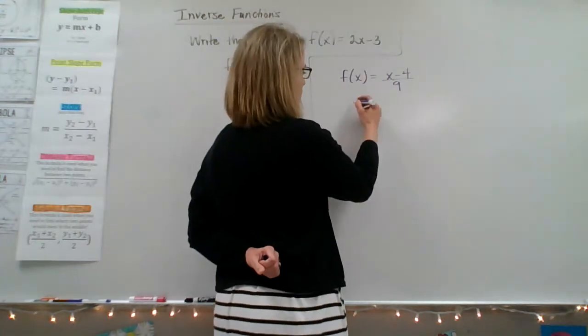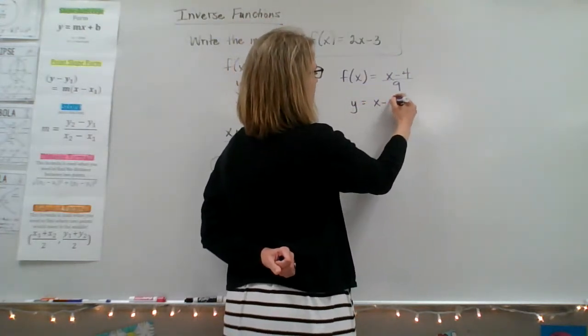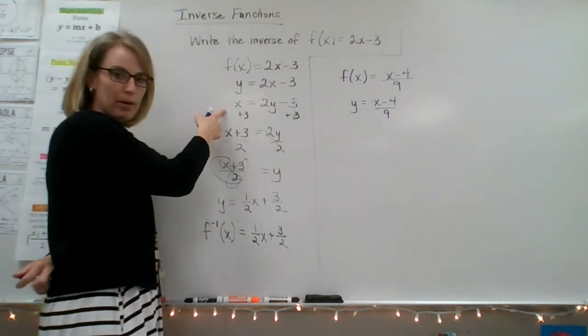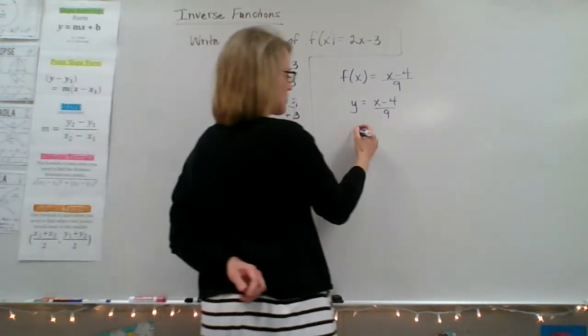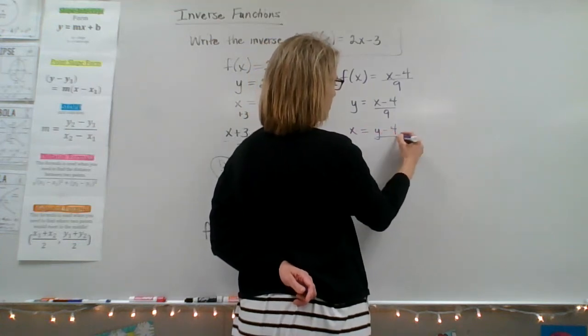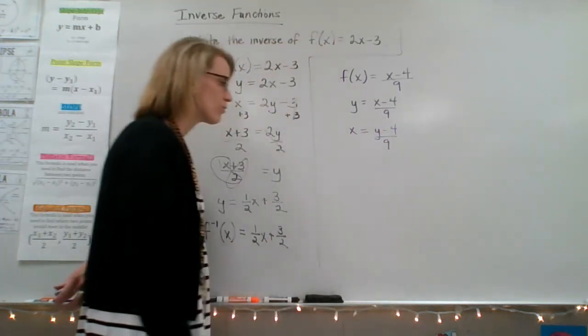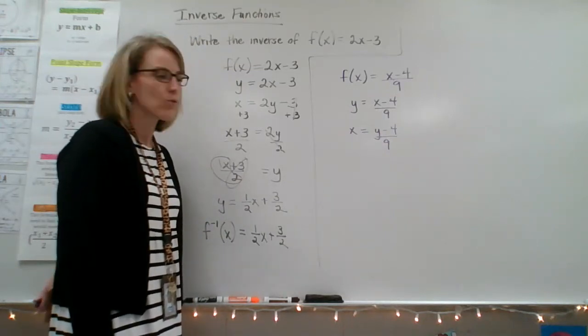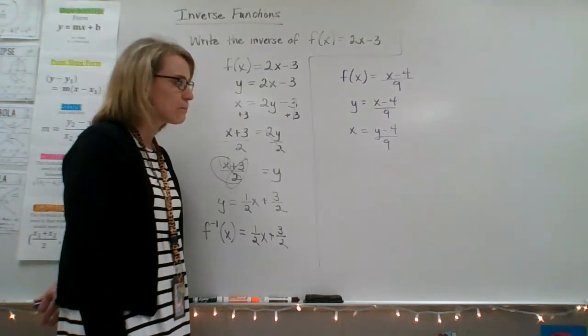First step, change f of x to y. Next step was to swap x and y, switch them. So this becomes x equals y minus 4 over 9. And some people start freaking out a little bit because we have a fraction, but never fear, we're going to get rid of it. We're going to solve this new equation for y.